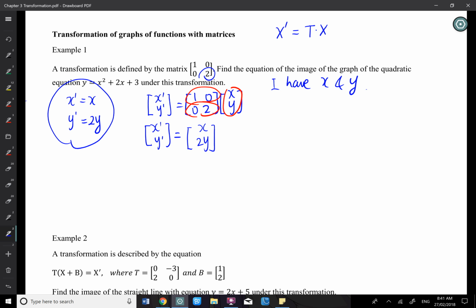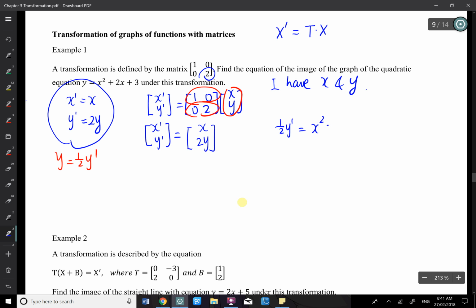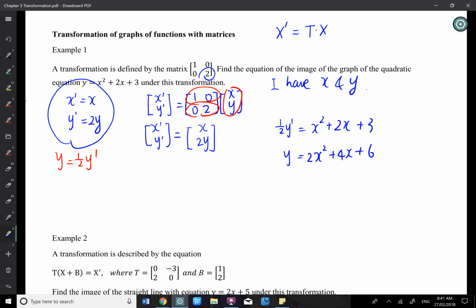Therefore, we need to rearrange that. x is already the same as x dash, but y equals half y dash. So I rearrange it because I have x and y, make x and y the subject, and then substitute that back into the original equation. Half y dash equals x squared plus 2x plus 3, or you can change x to x dash, that's the same thing. So y equals 2x squared plus 4x plus 6.